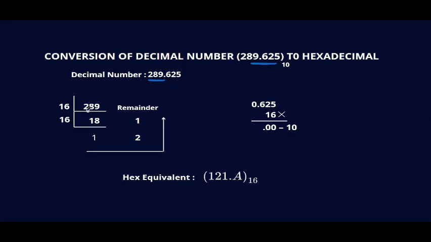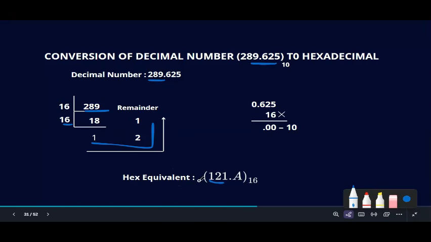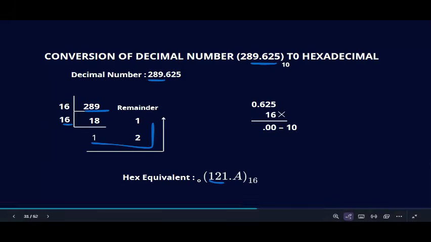So here the integer part 289 is divided by 16, we get the quotient 18 and the remainder 1. Again this 18 is divided by base 16 to get the quotient 1 and remainder 2. We stop the division here because this quotient 1 is less than 16, and the remainders when read in the reverse order will give the hexadecimal equivalent of the integer part.